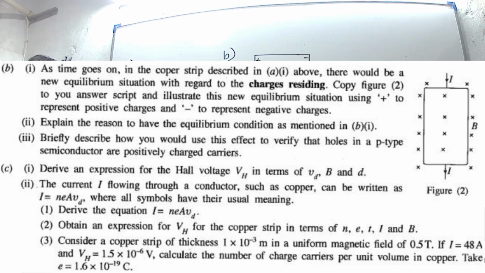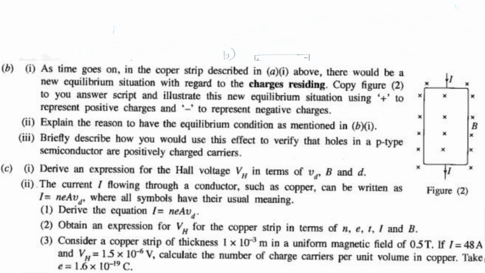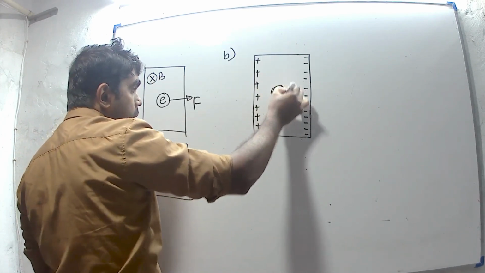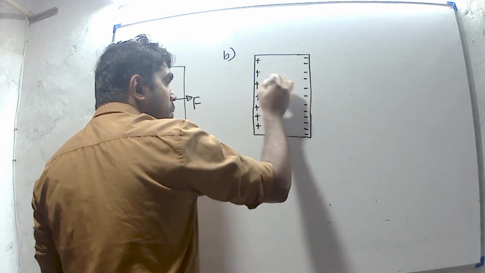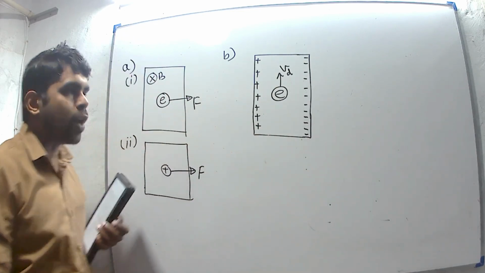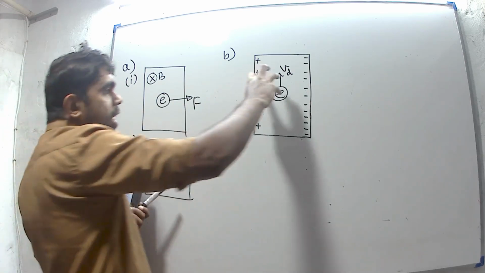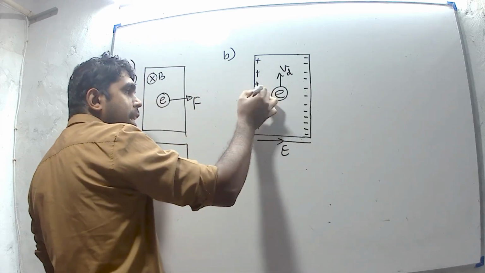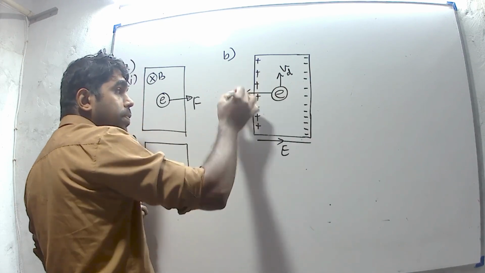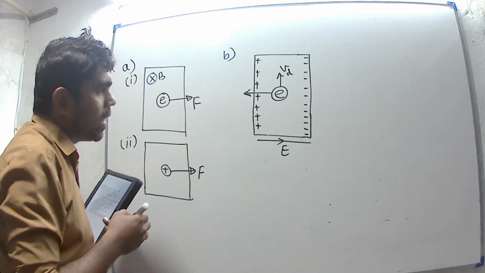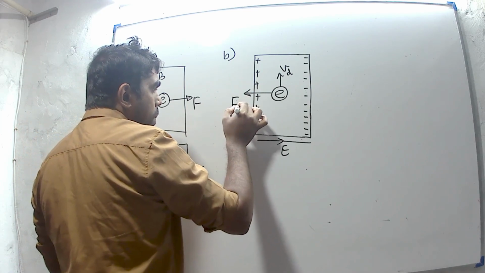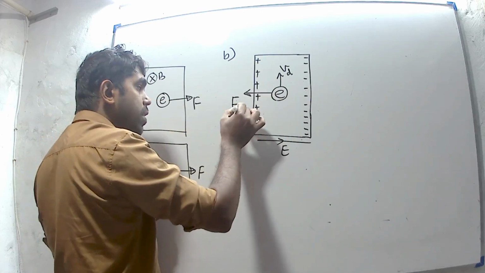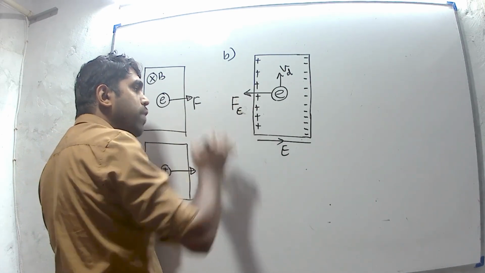Part 2, explain the reason for the equilibrium condition as mentioned in B1. Now I will consider an electron moving in upward direction. Current is moving in downward direction, therefore electron should move in upward direction. Velocity of electron, mean drift velocity, is Vd. Now, when considering this electron, there is an electric field from plus to minus, and there is an electric force on the electron in opposite direction of the electric field. Electric force is opposite to the electric field because the electron is a minus charge. I will mark it as Fe, the force generated by the electric field.